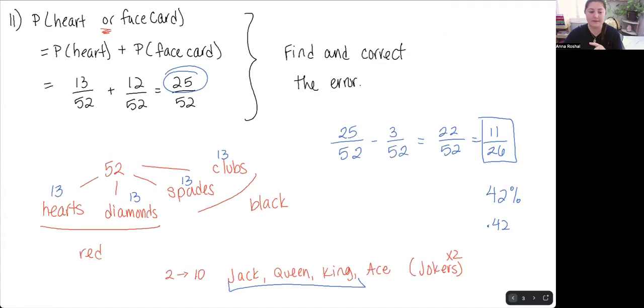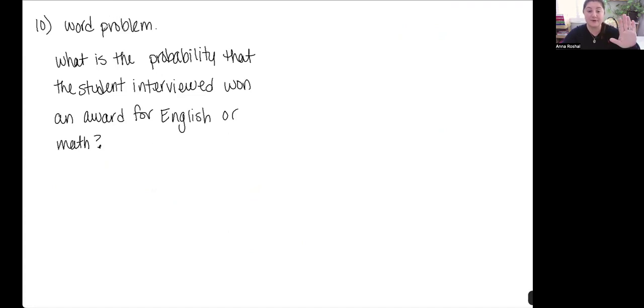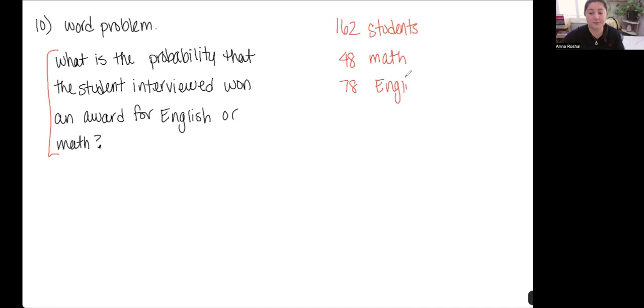Okay, so now let's go back to this word problem. I'm going to read the word problem directly from the book, because I have it on my screen over here on the other side, but you guys can't see because, you know, it is what it is with video recordings. But this is the actual question that they're asking me, okay? So they're telling me of 162 students honored at an academic awards banquet. So I know one piece of important information is that there are a total of 162 students. Okay. 48 of them won awards for math, and 78 of them won awards for English.